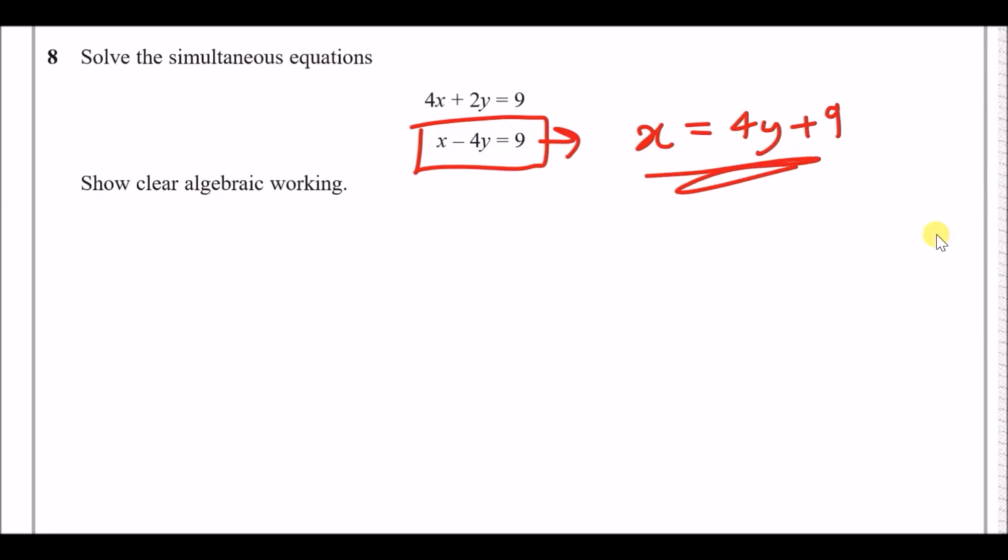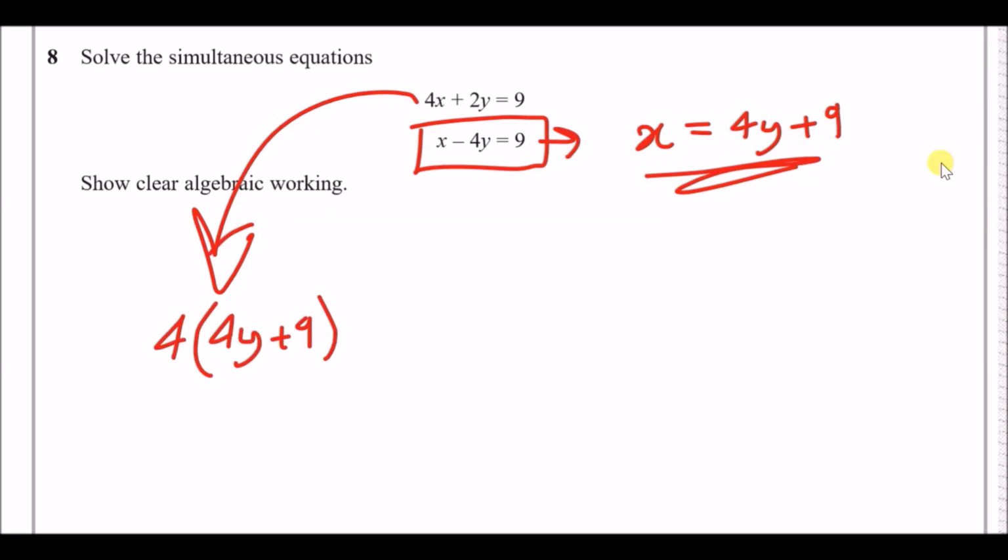Now the reason why this is good is that once you obtain a value for y, you plug it here and you automatically obtain a value for x. We're going to come back to that later, yeah? So now using this expression for x, we're going to substitute this into the first equation. In other words, you're going to replace this x with 4y plus 9. So this equation here becomes 4 times (4y plus 9). So remember, x became that.